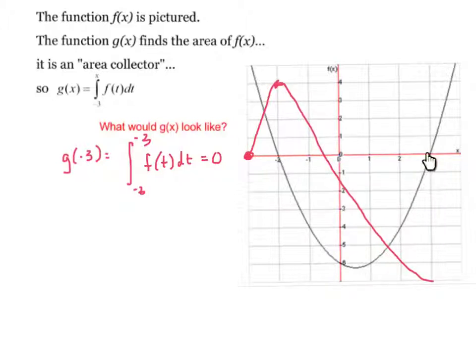Well, now we begin collecting positive area again. So that will increase our area collector. Our area collector will start going up like that. And of course, we run out of room.